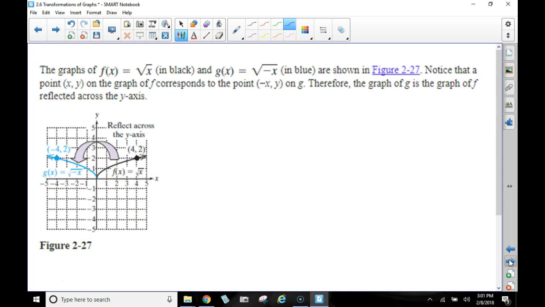Now, a good one to illustrate this next thing is the root function y equals the square root of x. Here it is again, key points 0, 0, 1, 1, 4, 2, 9, 3, 16, 4, and so forth. Now, if you're going to graph g of x equals the square root of a negative x, that is our function evaluated at a negative x. That's what they're calling g of x.